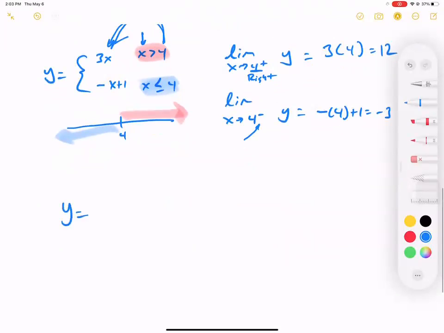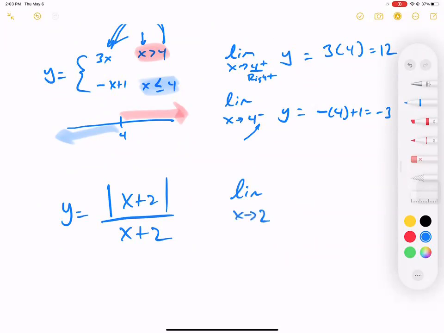Y is equal to the absolute value of x plus 2 over, let's say, x plus 2, okay? Now, you could divide this out and it would have been great. But what is the limit as x approaches 2 from the left side? And, sorry, a y, that's right, y there. I wrote y. And what's the limit as x approaches 2 from the right side?